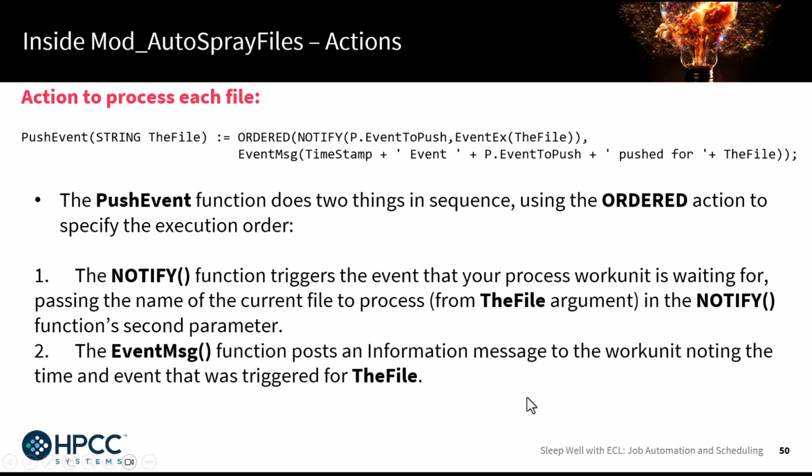Then we talked about earlier this function called event message. In the previous slides, you can go back and look at that. It posts information using the standard function library to the work unit, noting the time and the event that was triggered for the particular file in question.